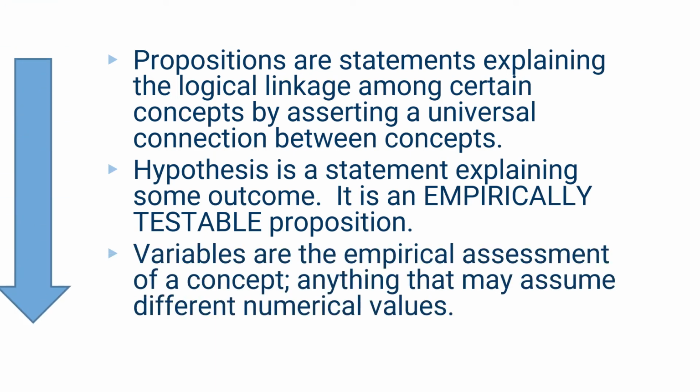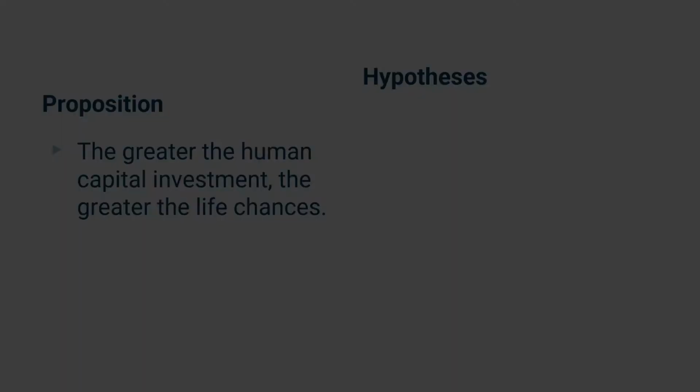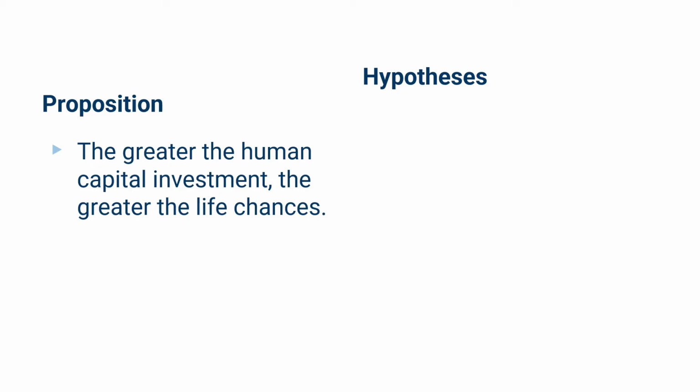Variables are the empirical assessment of a concept. Anything that may assume different numerical values is called a variable. So we get to notice how detailed, how much more observable this discussion has become. We have theories, and from the theories we have propositions. The propositions will be broken down into hypotheses and eventually will be measured through variables. Let's try to illustrate this so that we can appreciate it better.